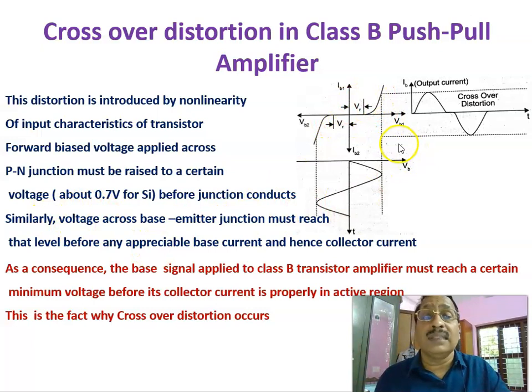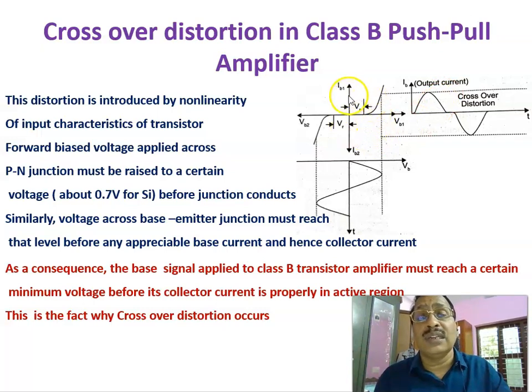That is because of the non-linearity of the transistor. That is the problem with a class B push-pull amplifier, since it is operated near cutoff. Similarly, the voltage across the base-emitter junction must reach a certain level before it starts conduction, before any appreciable base current and hence collector current. That is why we get a zero current duration, and that is what we call crossover distortion. If you do a Fourier series analysis, apart from the fundamental it contains certain harmonics, and those harmonics are because of this crossover distortion.